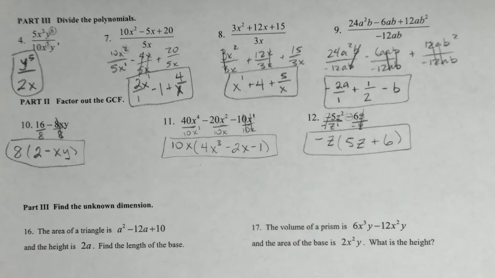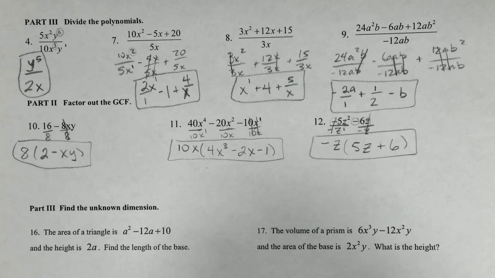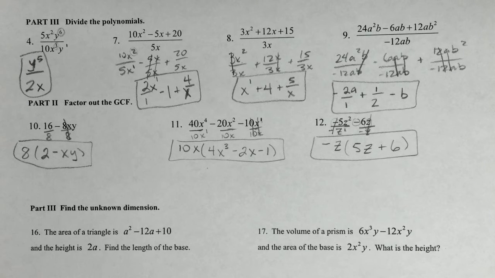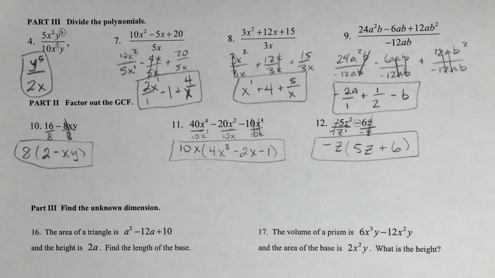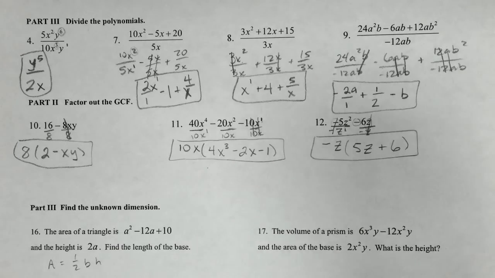Number 16, the area of a triangle is a squared minus 2a plus 10, and the height is 2a. Find the length of the base. So once again, we are looking at a word problem. Okay, so we're going to set up our equation, 1/2 base times height.